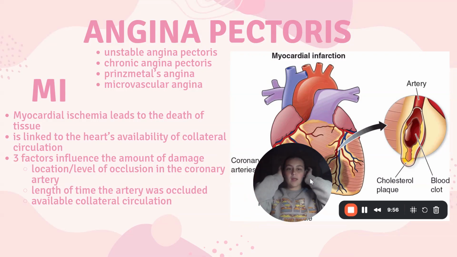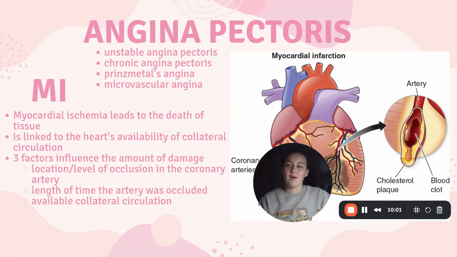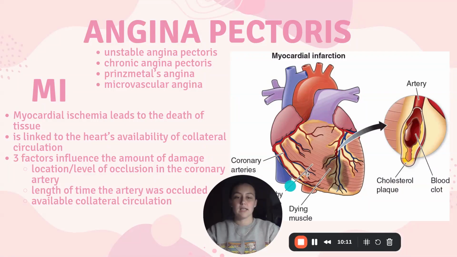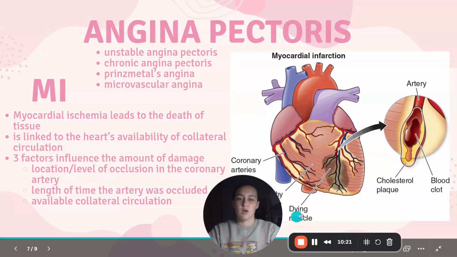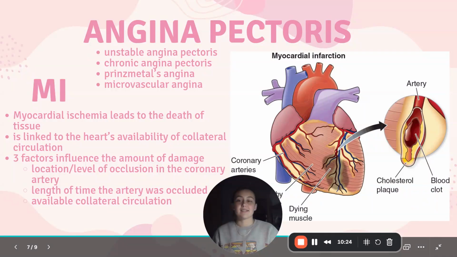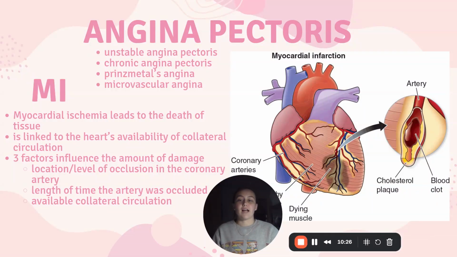Awesome. Okay. Then MI, myocardial infarction. So myocardial ischemia, which is tissue oxygen deprivation, leads to the death of tissue because it's not getting any oxygen. If you can see this black spot right here, and maybe I picked the wrong picture from our book, but this is dying tissue. It's going to turn black, necrosis, not good. It is linked to the heart's availability of collateral circulation. So it's the extra blood that you have available to supply that tissue.